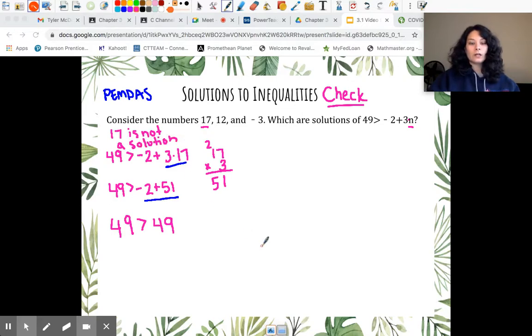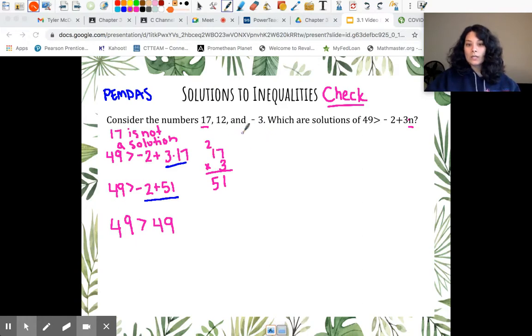Okay, 17 is not a solution. I still have to check the other two values here. Let me see if I can just move that part. It's not going to let me move just this part here. So I'm going to do my best to squeeze in all of the other checks here, and I'll just use this bottom space if I need to calculate anything else.